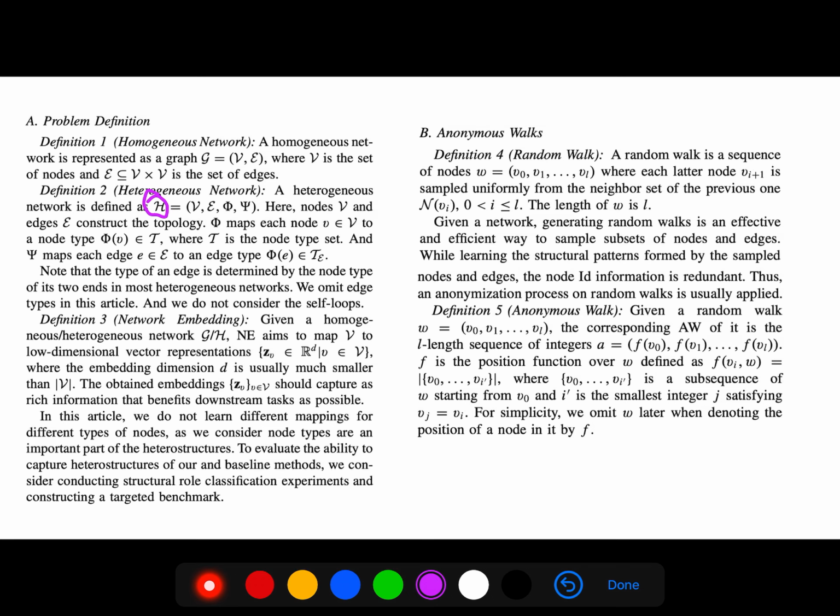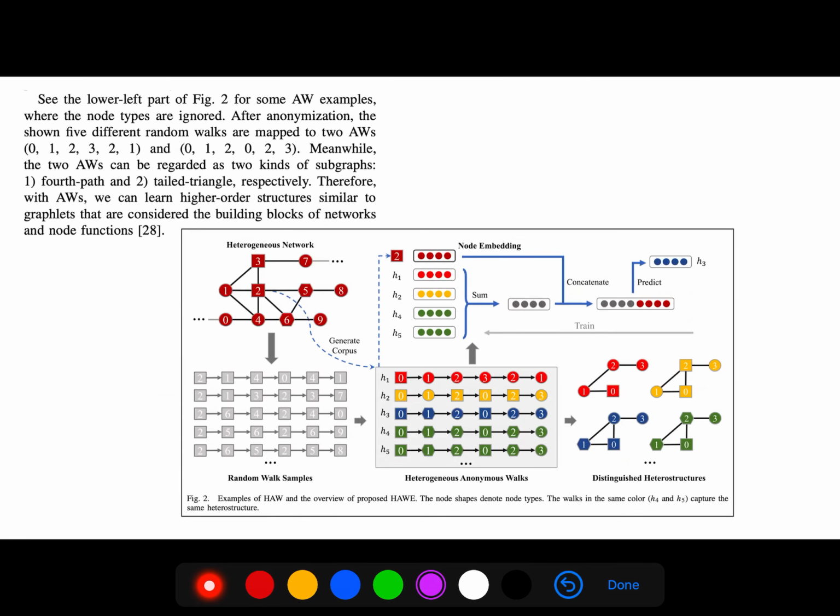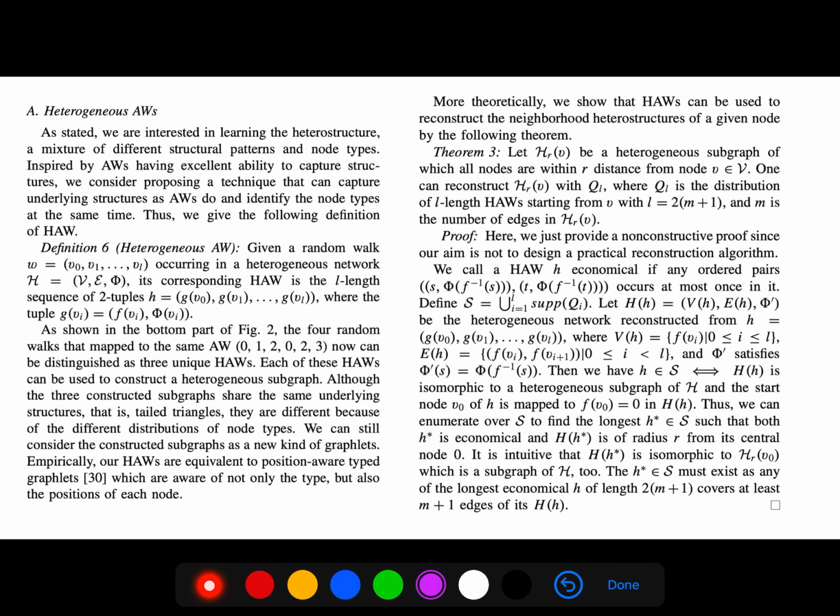So I've explained these random anonymous walks in the previous videos, so we skip them. And this is important, to know the definition of heterogeneous anonymous walk. Here is the definition of that. Given a random walk occurring in a heterogeneous network, its corresponding heterogeneous anonymous walk is the L-length sequence of two-tuples, where the tuple is f and psi, f and phi.